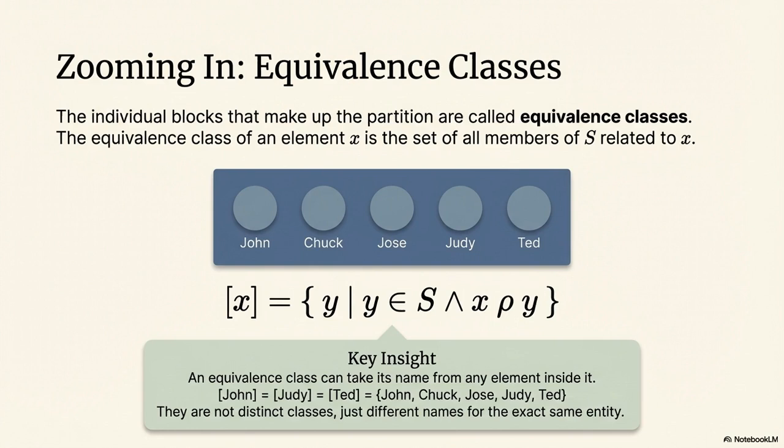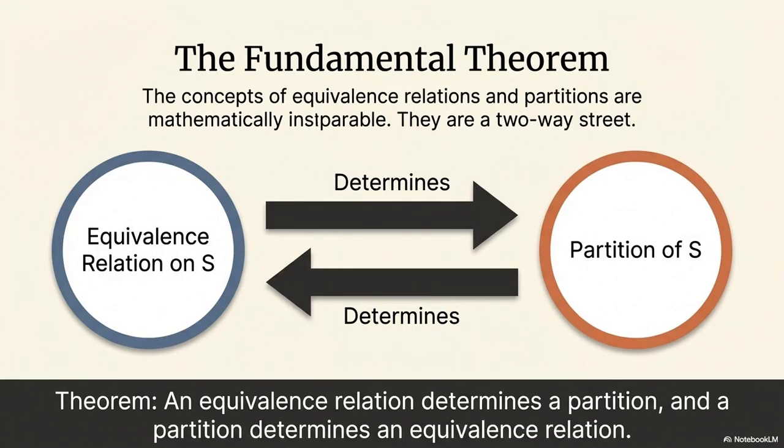Always separate the symbol used to name a class from the underlying set the class actually contains. This is the fundamental two-way theorem. Direction 1: every equivalence relation on S determines a partition of S into equivalence classes. Direction 2: every partition of S determines an equivalence relation by declaring two elements related exactly when they lie in the same block. So equivalence relations and partitions are not separate topics. They are dual views of the same structure.